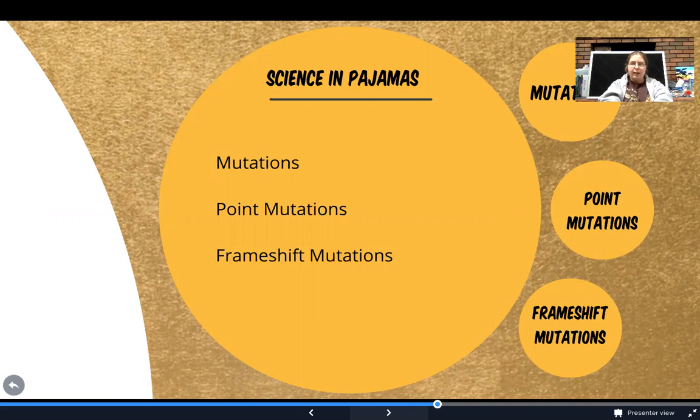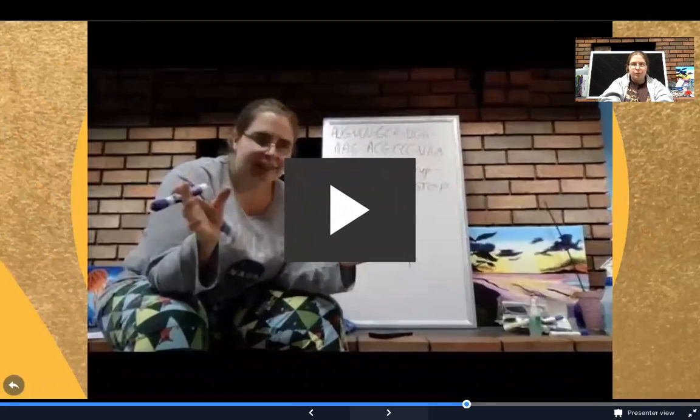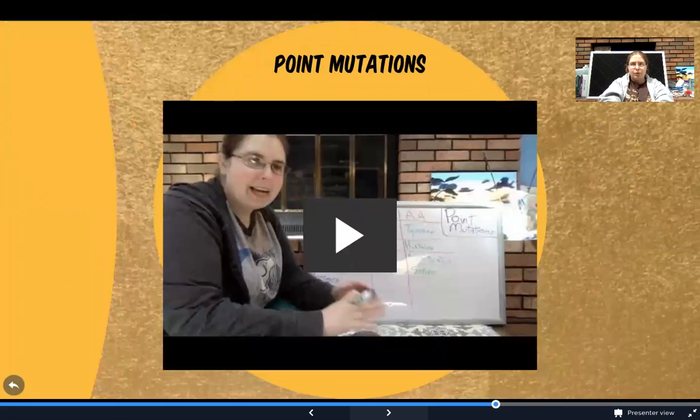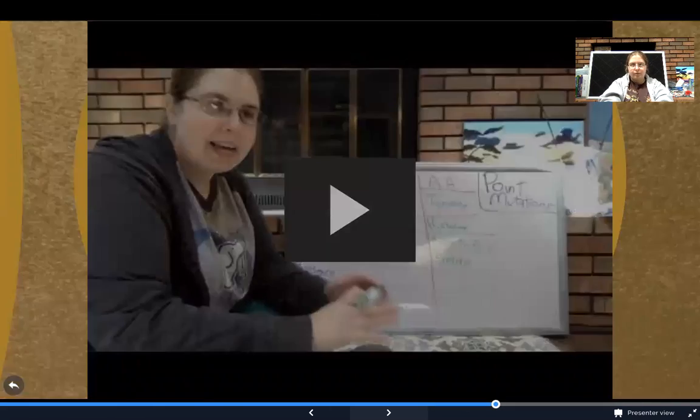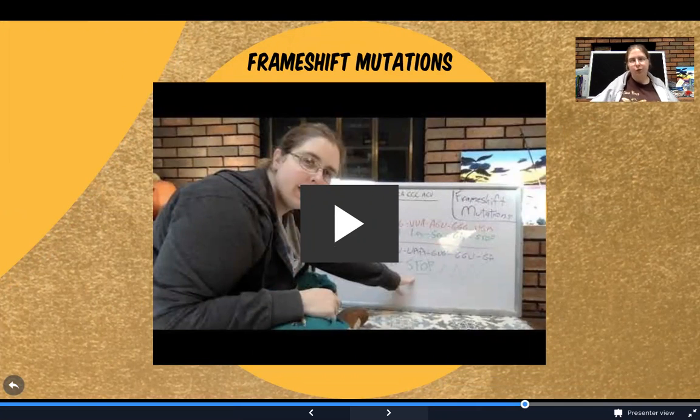So there's a generic mutation one, a point mutation one, and then we also have one on frame shift mutations. So if you weren't quite sure what was going on when we discussed frame shift and how that would work, I would definitely suggest you check this one out. I break it down and use different ways to visually show the effects.